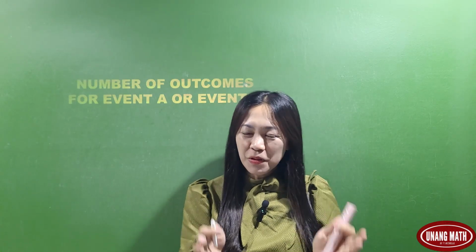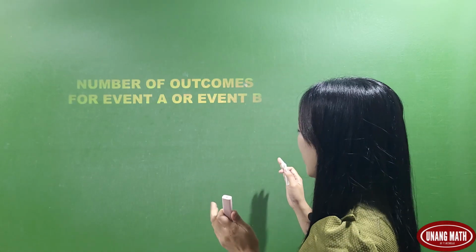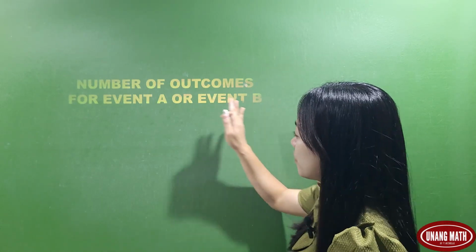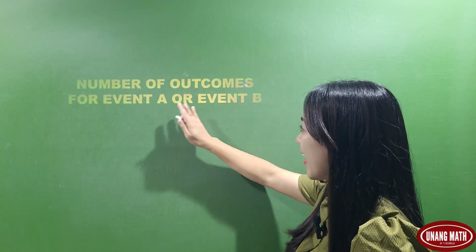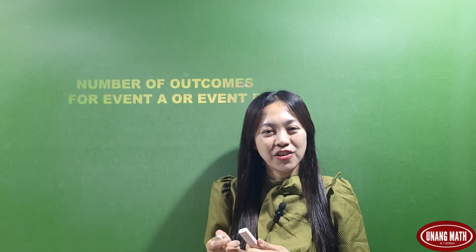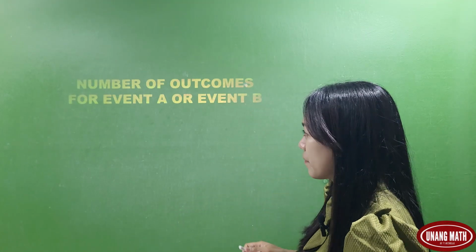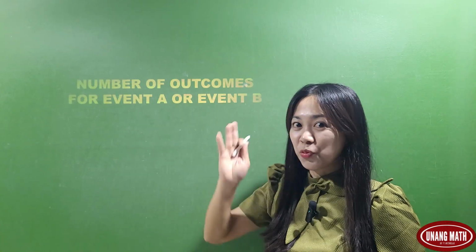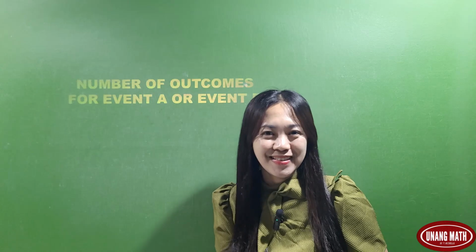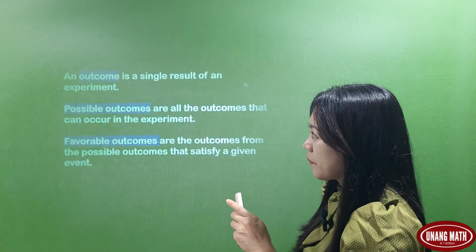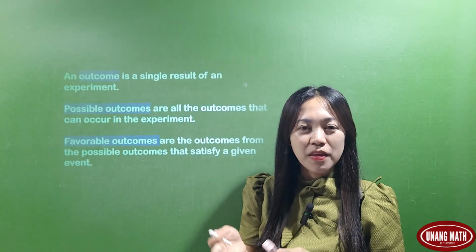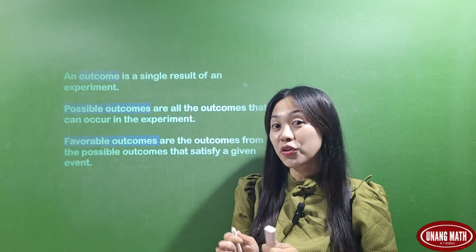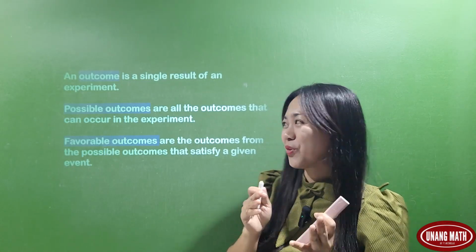In this episode, I will be discussing this lesson about the number of outcomes for event A or event B. This is in relation or connection to our previous episode. So in here, we don't just have one event, but we have two events. Okay, first, we will be recalling these important concepts or terms that you need to understand.